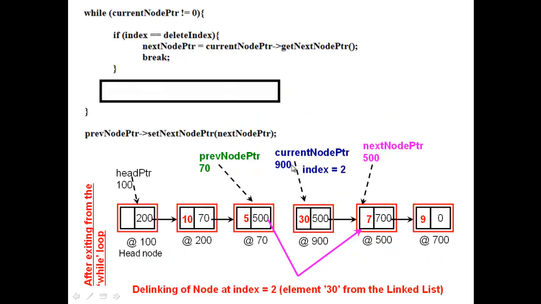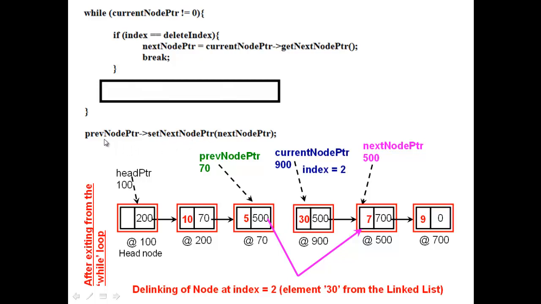So current node pointer is 900, its next node address is 500, and by the statement next node pointer equals current node pointer arrow get next node pointer, it takes up this value 500, and it will start pointing to this node next to the current node. So that's all we do inside the if block, and we put a break there. Break means we'll exit from whatever loop we are running inside. So we'll exit from this while loop, and when you come out of the while loop, this is the statement we have.